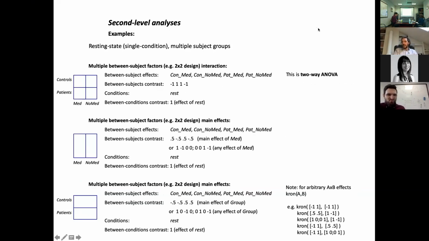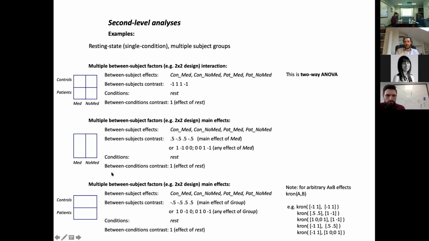Remember when we talked about the factorial design, and these were all between-subjects factors? We were thinking about different groups, but you have two factors: control versus patients, and medication versus non-medication. If you want to ask one particular question, you can always break it down into what that question is for one factor and what it is for the other factor. So in this example, what do I care about in the difference between controls and patients?